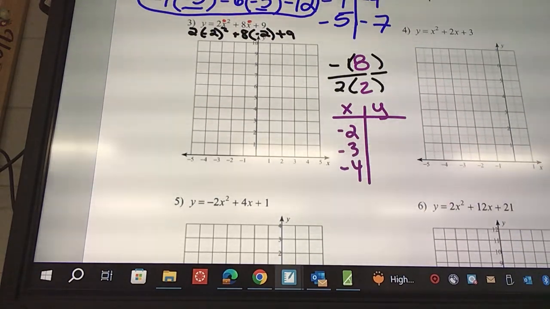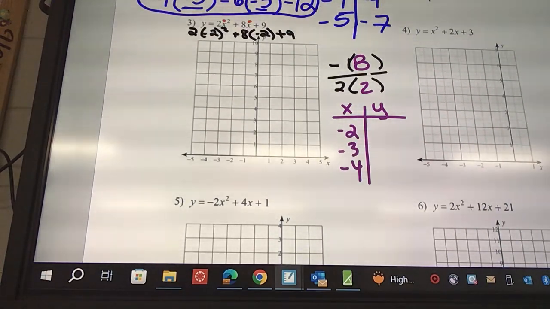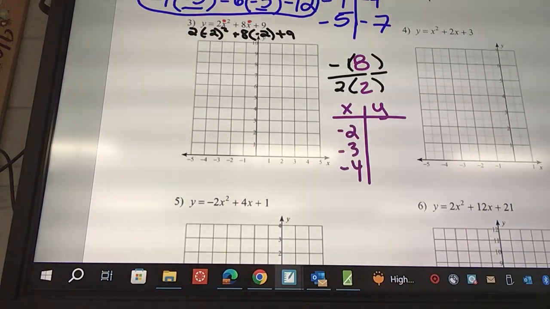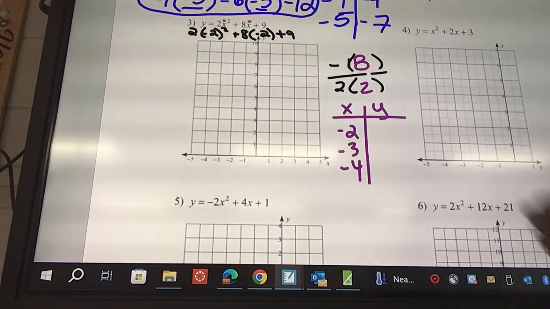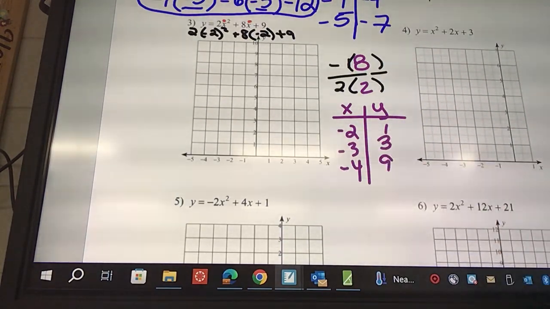What'd you guys get for the -2? 1. See? Squared. Yeah. What'd you guys get? I forgot. 1, 1, then what? 3. 1, 3, 9. 9. Somebody agree with that list?